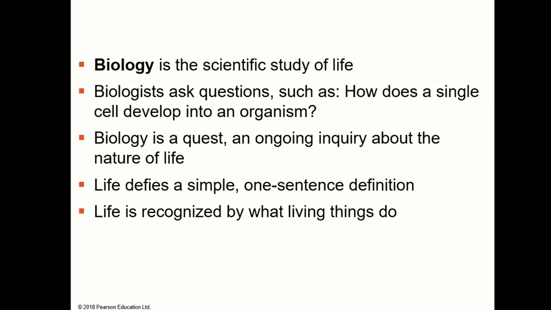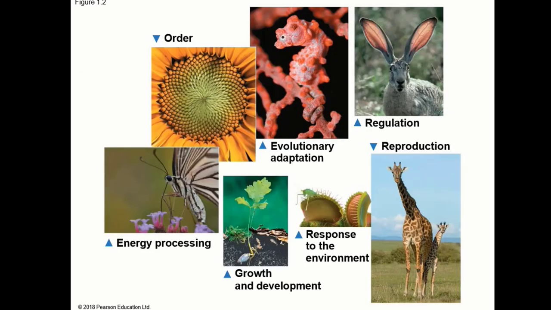So life, defined simply, is recognized by what living things do, what we always do. There's an order, there's a processing. If you see these little ones here, I don't have a pointer, they say forms like energy processing, evolutionary adaptation, regulation. There's reproduction, there's response to the environment, there's growth and development. These are the characteristics of a living organism, the characteristics of life.